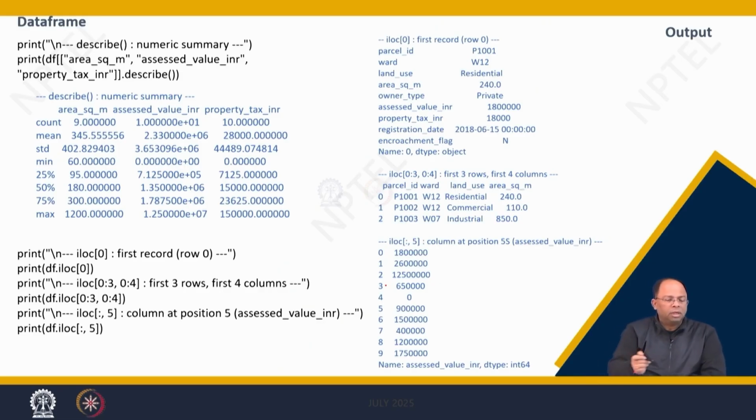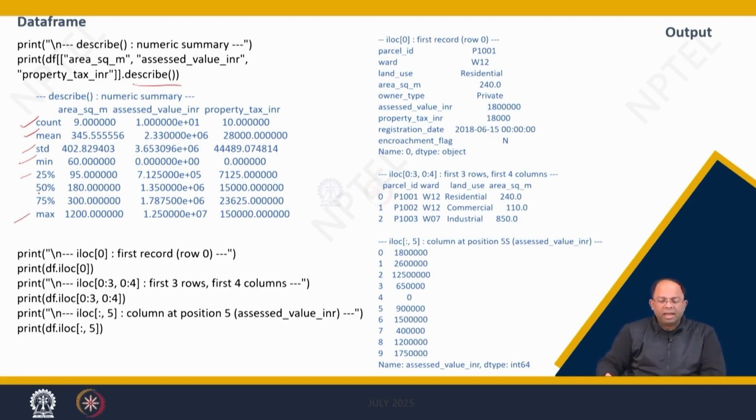Now coming to the describe function, of course it is for these 3 numeric columns: area_square_meter, assessed value INR, and property tax. You can see over here that we are getting count, mean, standard deviation, minimum, then the percentile values, and then the maximum values as well.